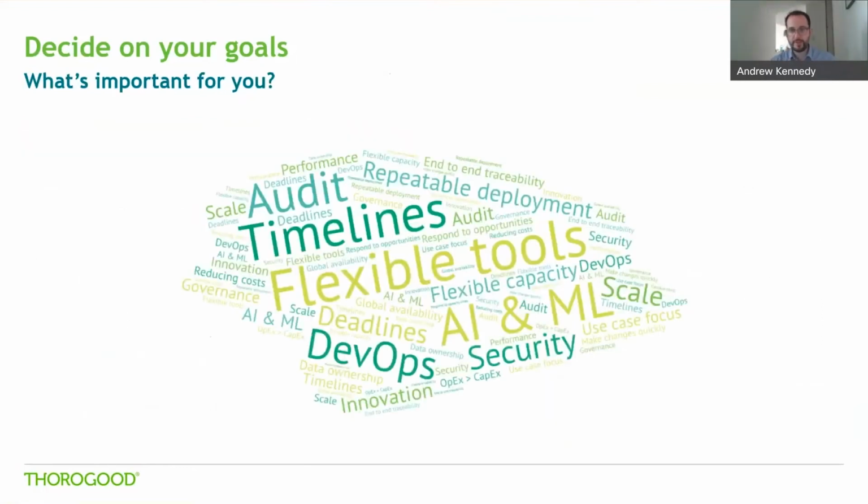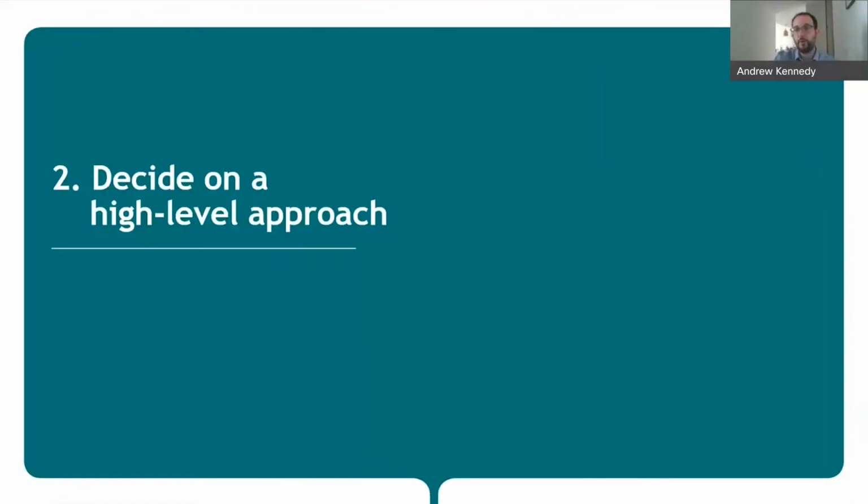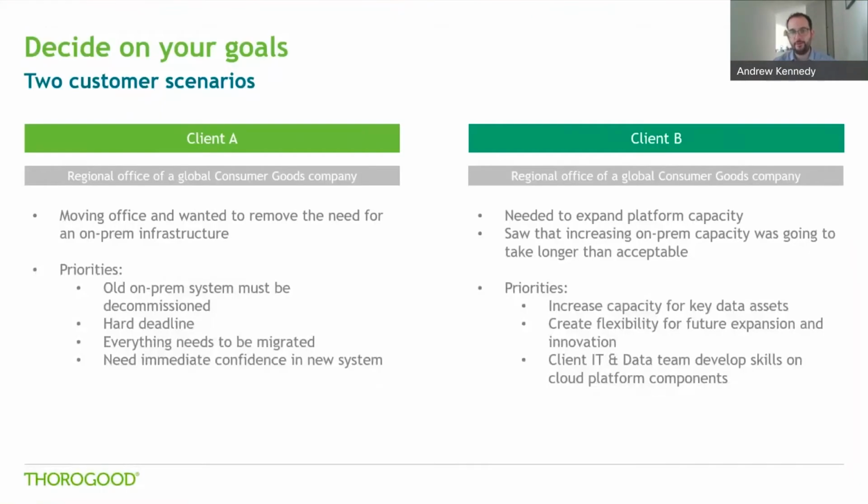So for you, whatever your organization is, whichever solution it is that you're looking at, there are going to be different goals. There are going to be different priorities within that. And whatever it is that you're looking for, it's key at the start of this process to get down what are the goals that you're going after, what are your priorities, and think through those and how those affect the way that you do the migration. And that really will be what drives your decision on a high-level approach.